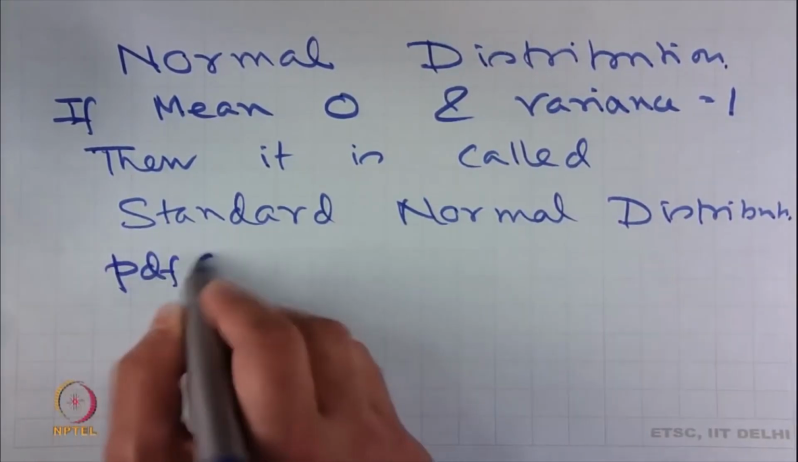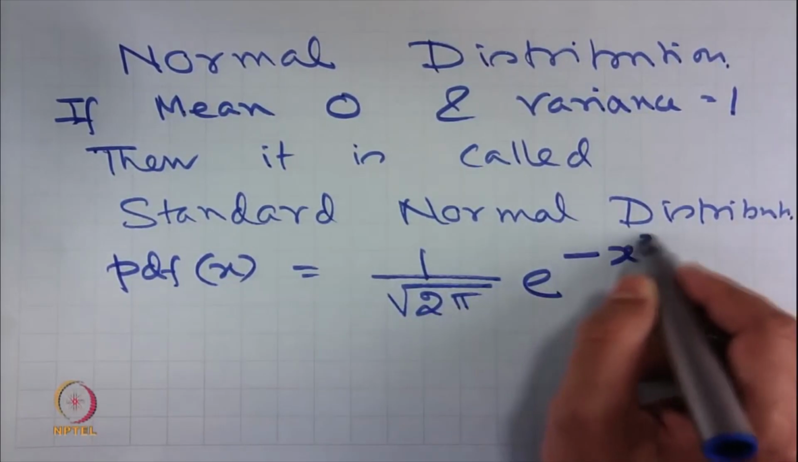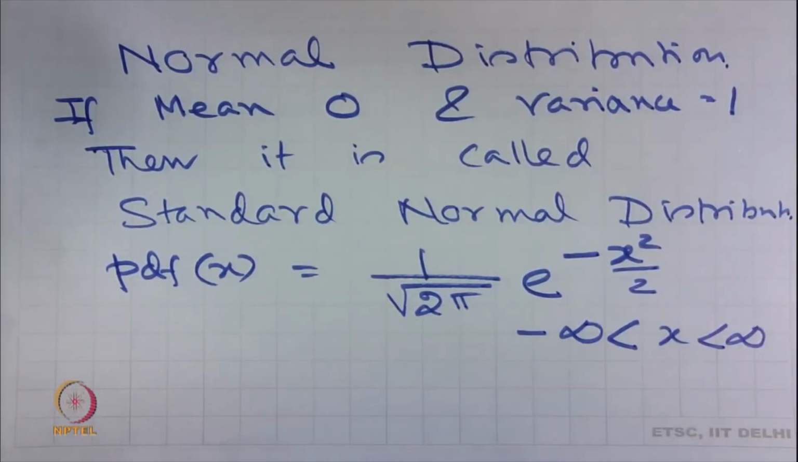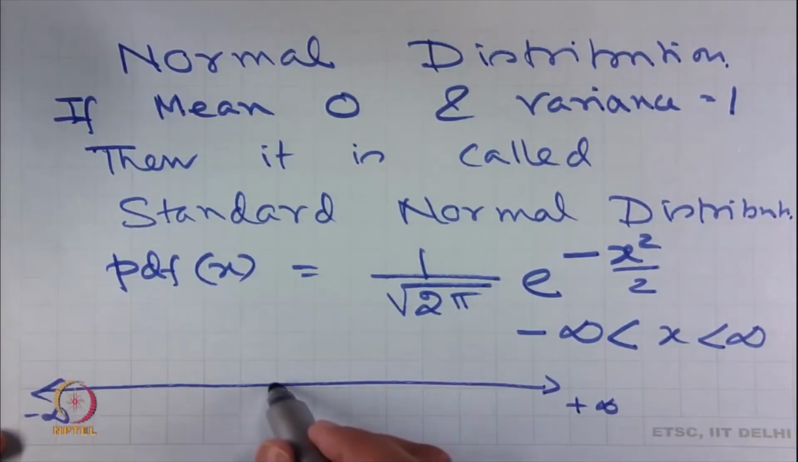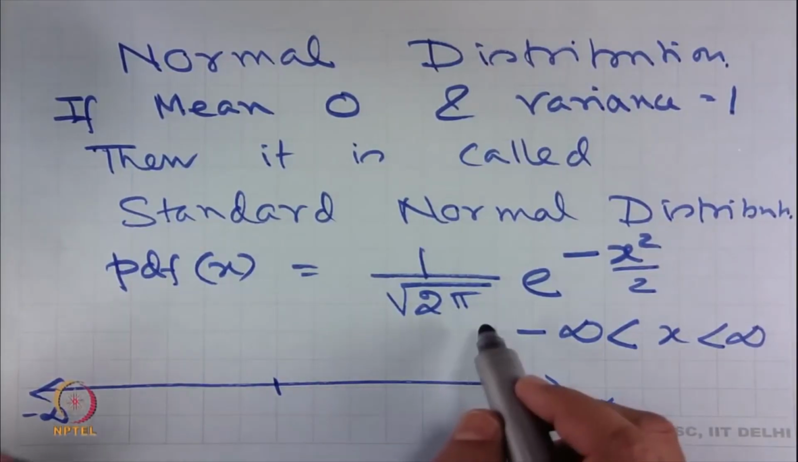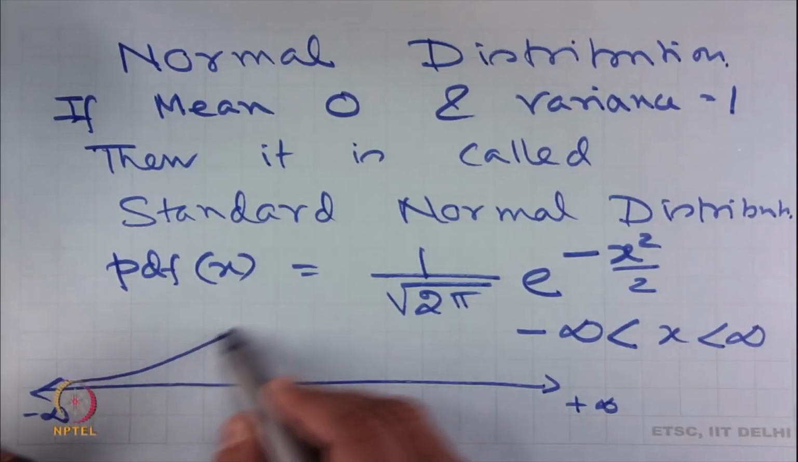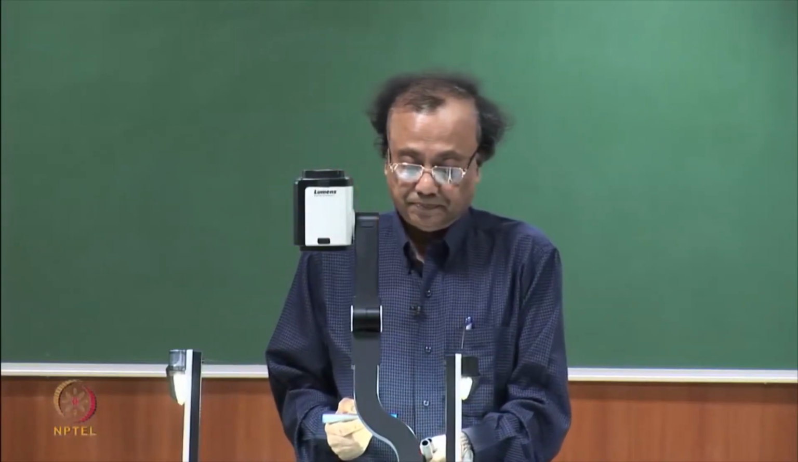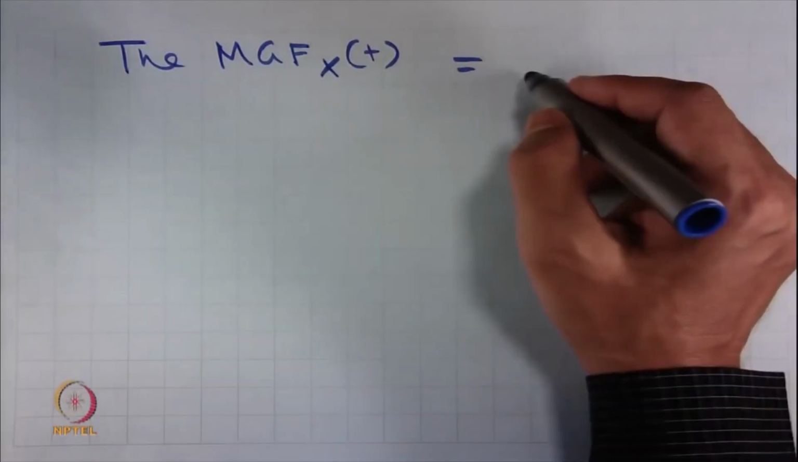PDF at x is equal to 1 over root over 2 pi e to the power minus x square by 2, minus infinity less than x less than infinity. So, you see that this is one continuous random variable that is defined over the entire real line, and if it is centered around 0 with variance equal to 1, it is called a standard normal distribution. Many of you are familiar with a curve of this type, which typically is used for standard normal. The MGF of x at t is equal to e to the power t square by 2.